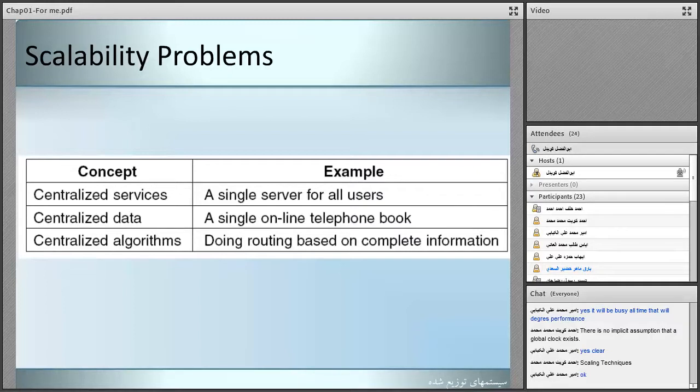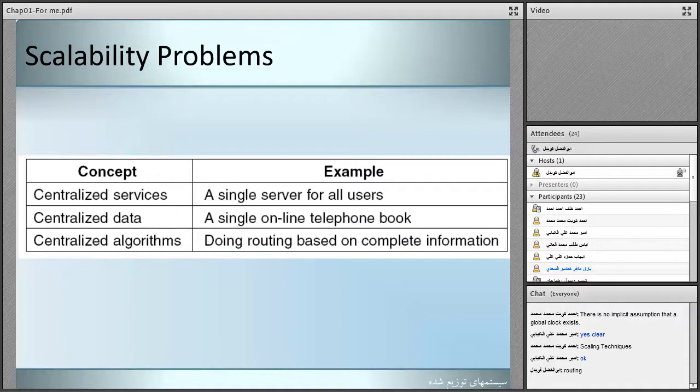Do you know what is routing? Routing in a network. What is routing in a network? Finding the best path. Finding the best path between two nodes to transfer data, information. It is routing, okay? It's about masir.